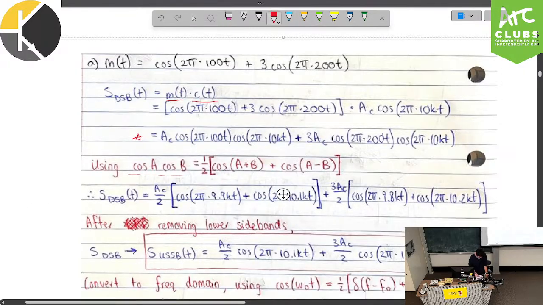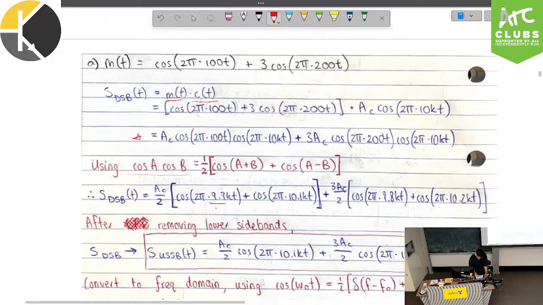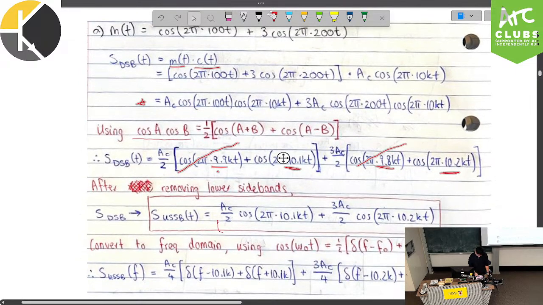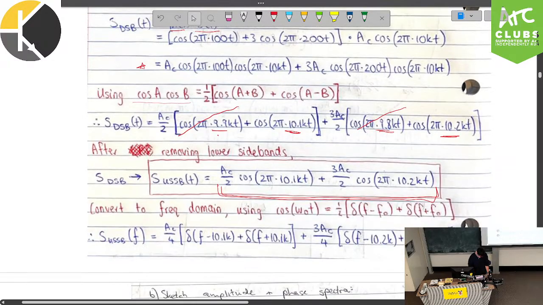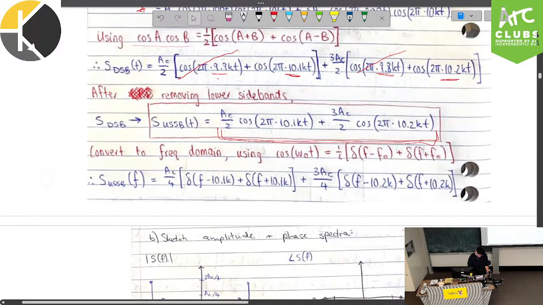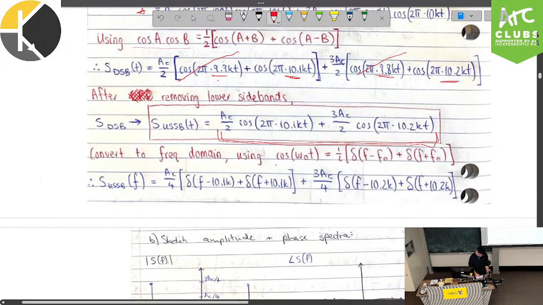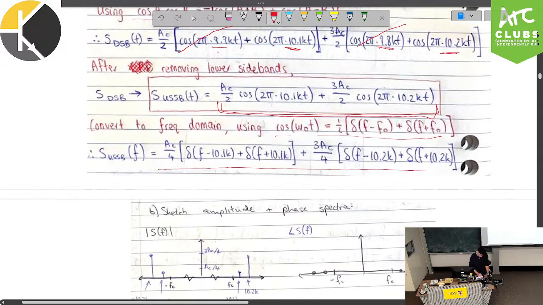And we can see here that we end up with 4 terms with 4 different frequencies. And these denote the upper and lower sidebands of each message. So to remove the lower sidebands, I'm just going to simply assume these get cut out and ignore them, so that we are left with this form here. And lastly, to convert to the frequency domain, I'm going to use this identity here to get this final expression.